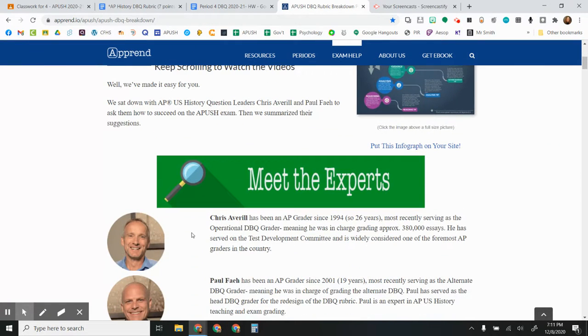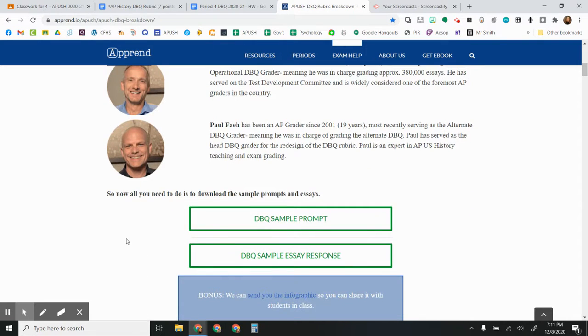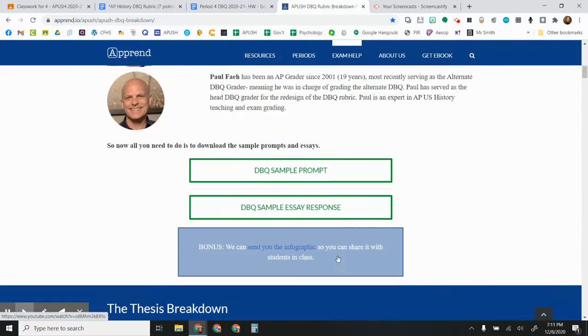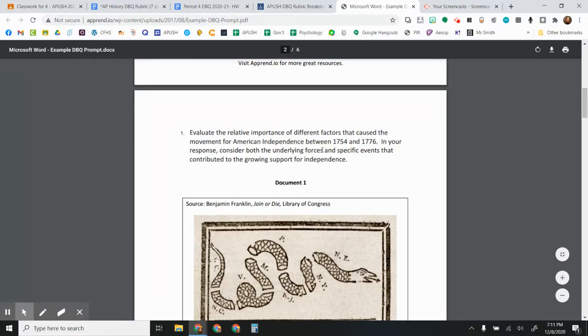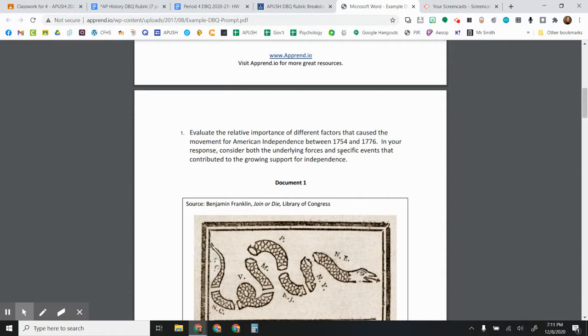All right, we're not going to go through every single thing on this site, but it's a pretty good site, and you can look at some of the videos and things that they have. I do want to show you the sample prompt that they're using to describe things. It says, evaluate the relative importance of different factors that caused the movement for American independence between 1754 and 1776. In your response, consider both the underlying forces and specific events that contributed to the growing support for independence.